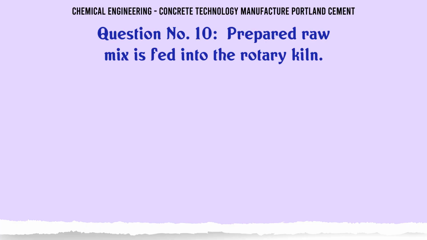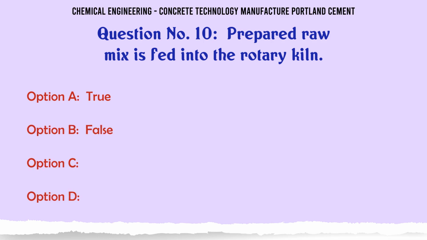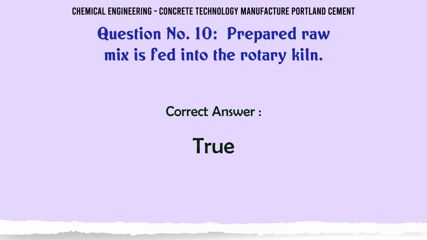Prepared raw mix is fed into the rotary kiln. A. True. B. False. The correct answer is true.